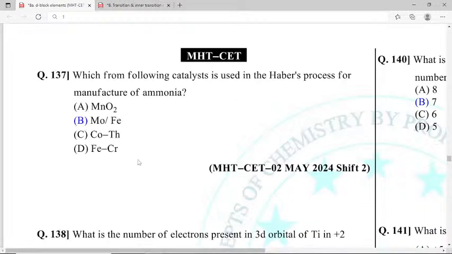Which from the following is the catalyst in the Haber process for the manufacture of ammonia, molybdenum or iron? Ammonia is manufactured using the Haber process, with molybdenum and iron.